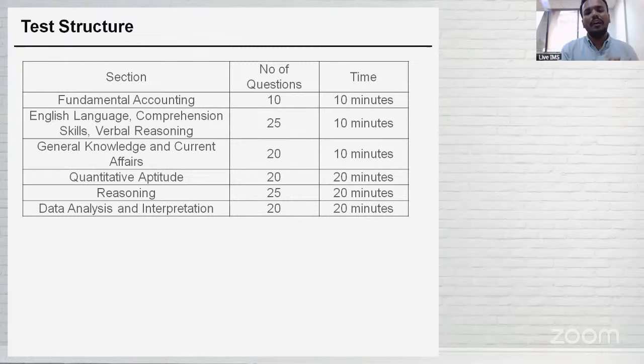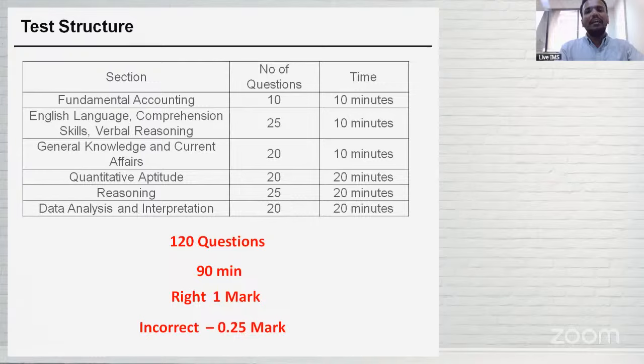As we have talked earlier, in data interpretation and analysis, the questions were quite calculation-based. This is one of the reasons that for 20 questions, 20 minutes have been given. Overall, if we sum up, there were 120 questions to be attempted in 90 minutes. For each right answer, 1 mark was awarded, and for each incorrect one, 0.25 marks was deducted. This is the structure of the test.